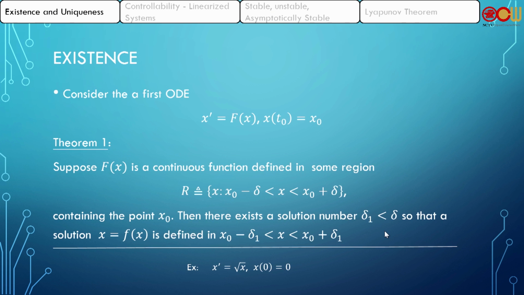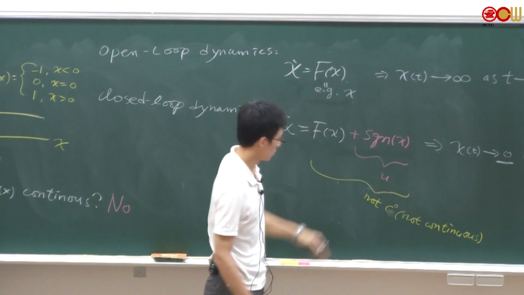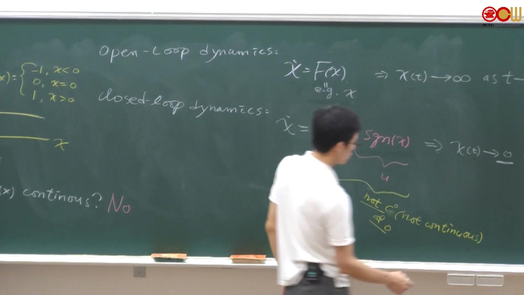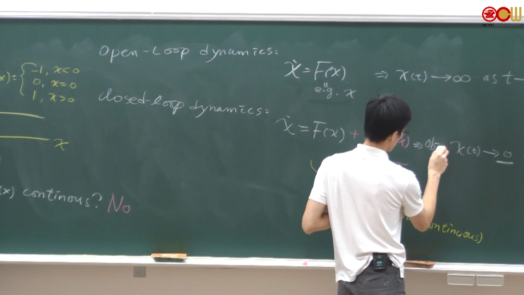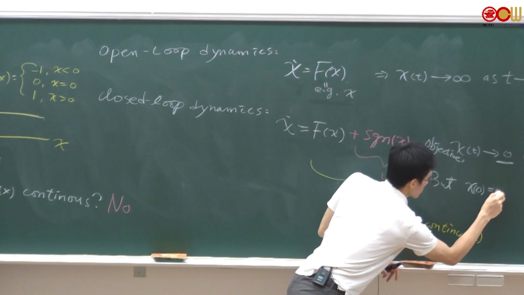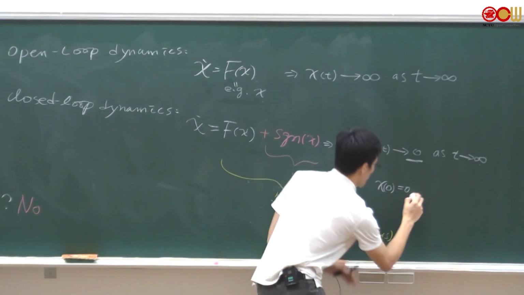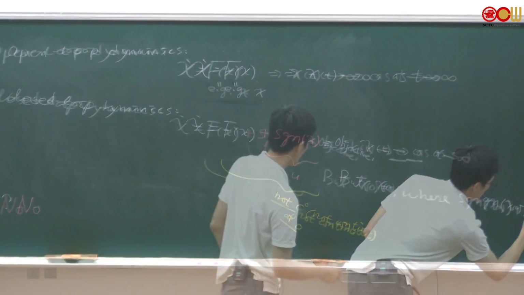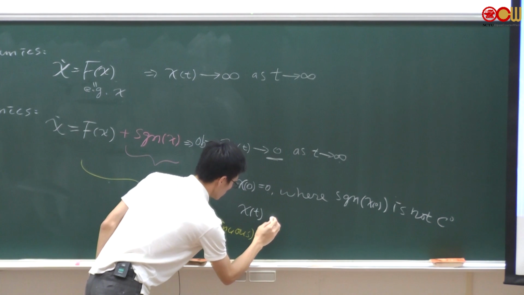As we taught last week, if f is continuous in this region R where the initial condition is located, then you have a solution. But now it's not continuous at 0. If your initial condition is at 0, where this is not continuous, then the solution doesn't exist.